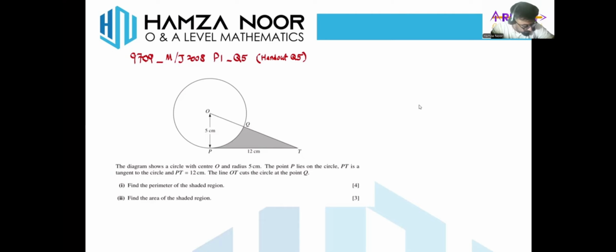5. It says that the diagram shows a circle with center O and radius 5 centimeter. The point P lies on the circle. PT is a tangent to the circle and PT length is given to us, which is 12 centimeter. And the line OT cuts the circle at the point Q. Okay, so the requirement of part 1 is to find the perimeter of the shaded region, and this part is worth 4 marks.